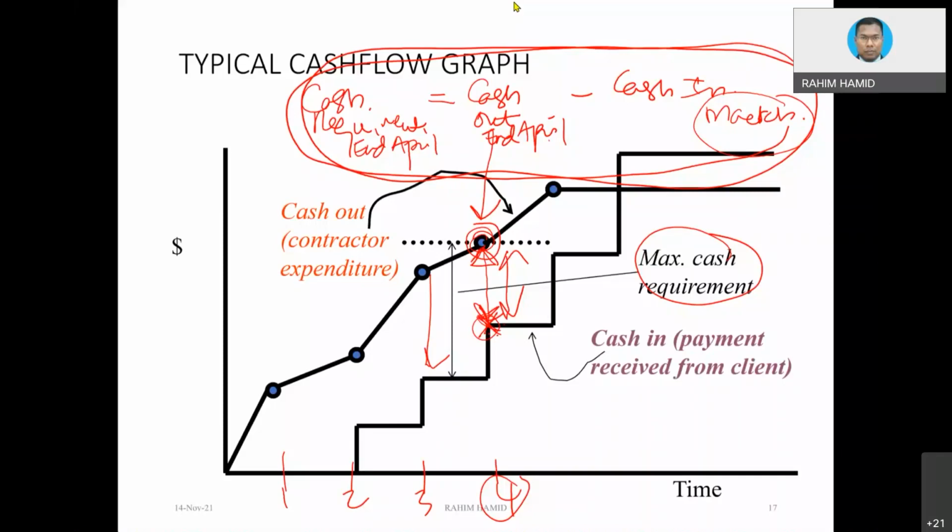Kalau variation order ni ialah kerja tambahan daripada original contract. Katakanlah dalam kontrak tu dia tak ada nak buat satu benda tu, tiba-tiba klien arahkan supaya tambah kerja. Dan biasanya bila tambah kerja tu, kalau atas arahan klien, klien akan bayar ekstra. Jadi benda tu akan masuk dalam payment kepada kontraktor. Jadi payment bulan tu mungkin akan bertambah. In term of graph tu dia akan naik sikit lah, mungkin.